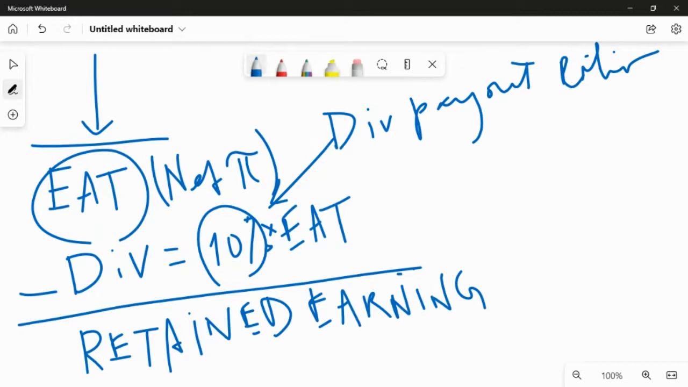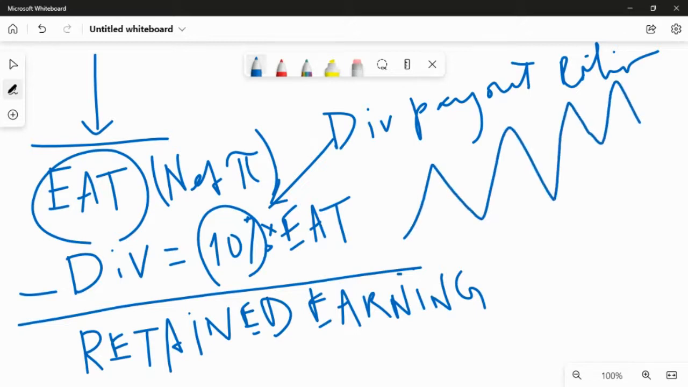Because dividend is some percentage of the EAT, theoretically it's supposed to go up or down with the level of profit. If the profit is higher, then 10% of that profit is obviously higher than before, right? But in reality, that's just theory. In reality, the dividend is generally just a token amount, just symbolic.